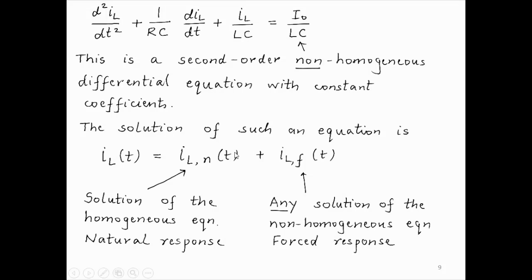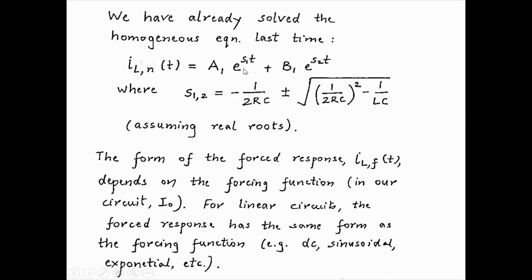Okay, so this we solved last time. We solved this differential equation with the right hand side equal to 0. So that we already did, and we found that the solution was of this form if the roots of the quadratic were real. So let's for now assume that the roots are real. Then ILN of t can be written as a1 e raised to s1 t plus b1 e raised to s2 t. Okay, so that is the natural response.